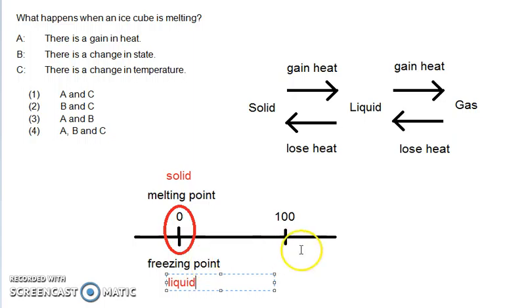So what this means is that when an ice cube is melting, there is a gain of heat. This is true, right? Because from solid to liquid, this is where melting happens. There is a gain of heat, and there is a change in state because it's from solid to liquid. There is a change in state, but there is no change in temperature because from solid 0 degrees to liquid 0 degrees, that is where melting happens. So C is not correct, but A and B are correct.